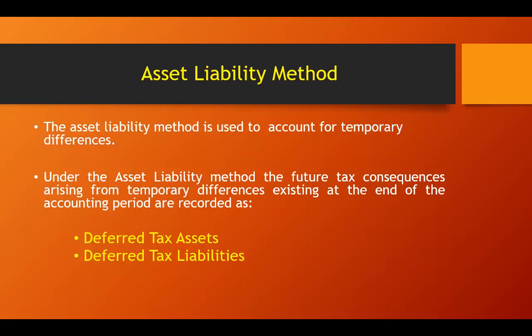We have a method called the asset liability method, which has been recommended by Ind AS. The asset liability method is used to account for temporary differences. Under the asset liability method, the future tax consequences arising from the temporary differences existing at the end of the accounting period are recorded as either deferred tax assets or deferred tax liabilities. Starting from 1st April of the accounting year to 31st March at the end of the year, we determine which are the temporary differences and whether they result in deferred tax assets or deferred tax liabilities. We have to calculate it and show it in the balance sheet, and the difference is also shown in the profit and loss account.